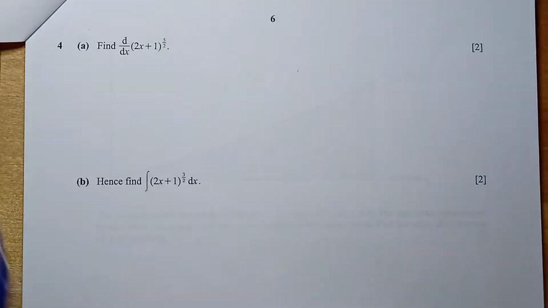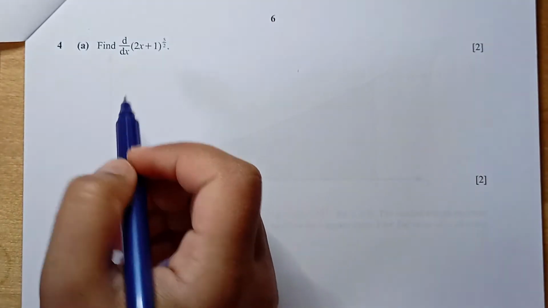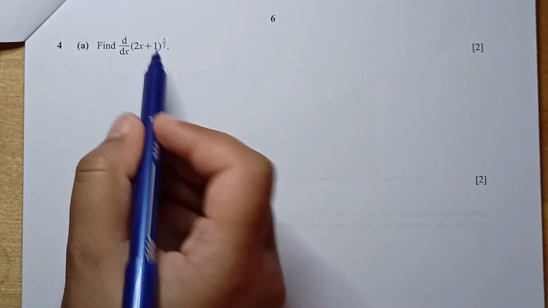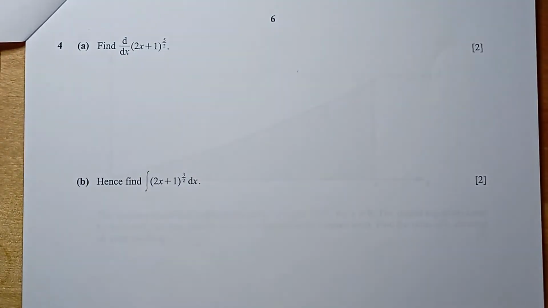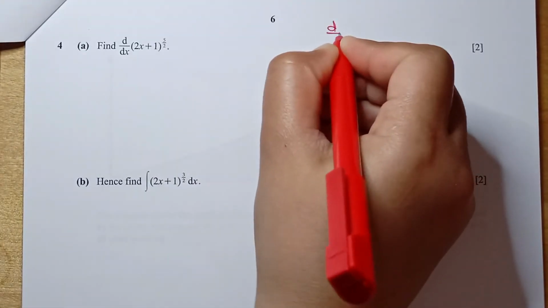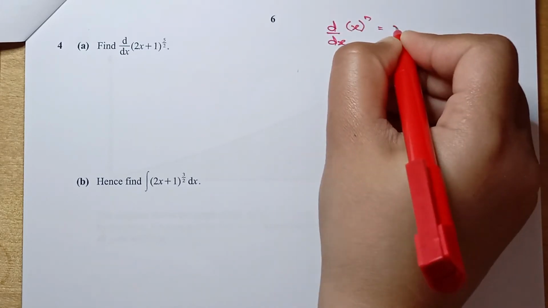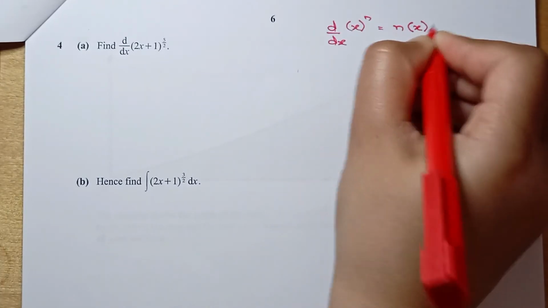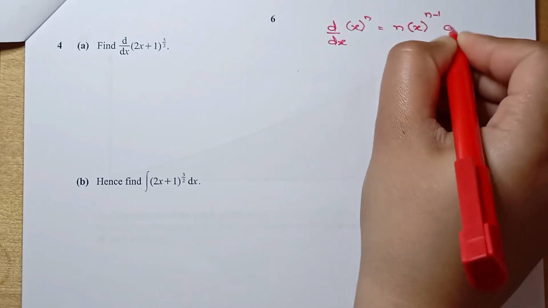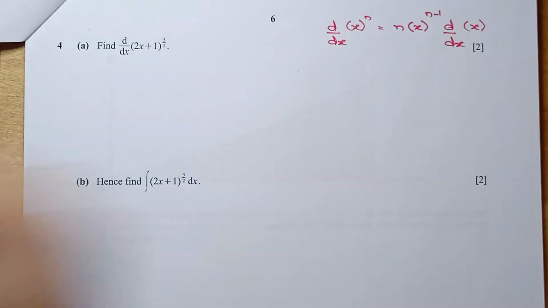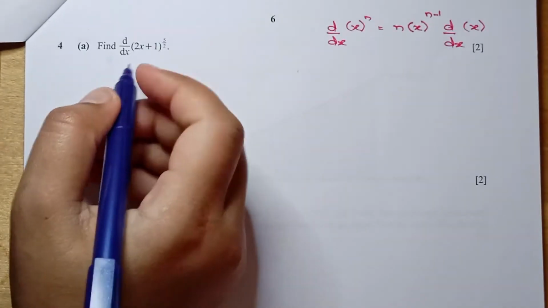Question number 4, in A part, we need to find the derivative for this function. For the derivative, we need to use the power rule of differentiation. If we have the derivative of x power n, we first write down the power, then the base to the power n minus 1, and then we need to find the derivative of the base. So the base is x. Now in this case, how can we find the derivative?